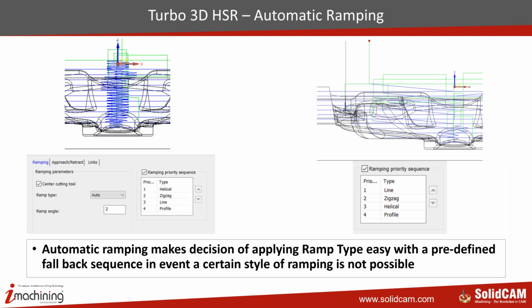The ramping option, you can always set your preferred ramping function. If it is not possible, you can also set the sequence of priority. If helical ramping is not possible, what has to be the next option you can use, whether you can use zigzag or linear or profile. All these ramping functions can be set as a default priority sequence. So it will pick the ramping options looking at the sequence of priority that you have defined.